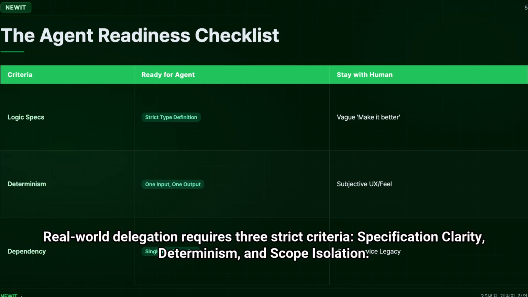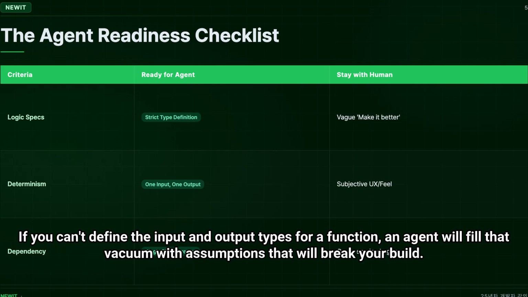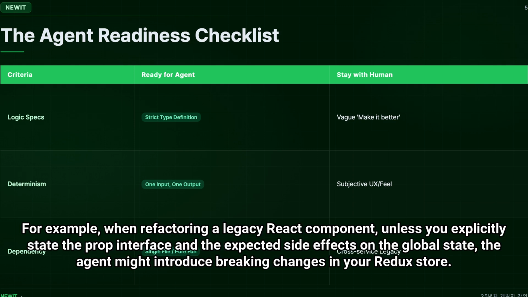Real-world delegation requires 3 strict criteria: specification clarity, determinism, and scope isolation. If you can't define the input and output types for a function, an agent will fill that vacuum with assumptions that will break your build. For example, when refactoring a legacy React component, unless you explicitly state the prop interface and the expected side effects on the global state, the agent might introduce breaking changes in your Redux store.